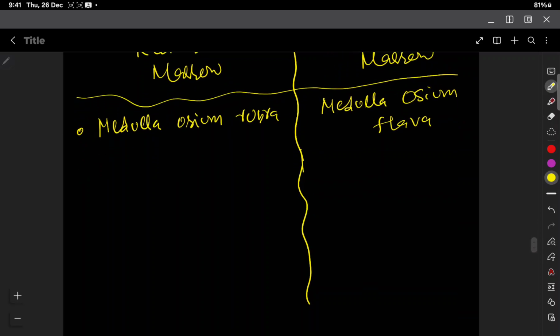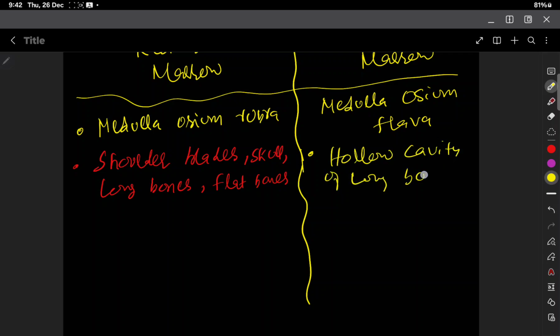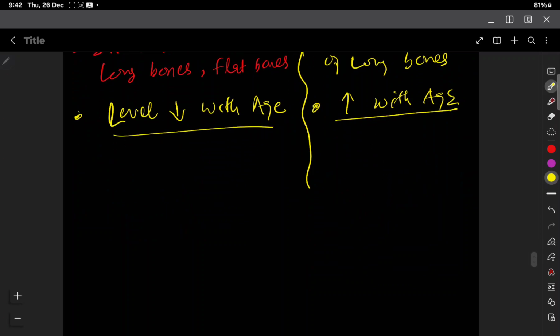Second, this red bone marrow, I will write it with the red one, is mainly located in the shoulder blades, skull, long bones like femur, humerus, tibia, fibula, and flat bones. While the yellow bone marrow is located only in the hollow cavities of long bones. So that is one more difference. Third difference, the level of red bone marrow slowly decreases with age. As our age increases, the red bone marrow decreases. The yellow bone marrow is generally the opposite. It increases with age. So yellow bone marrow increases with age and red bone marrow decreases with age. That is the difference between them.